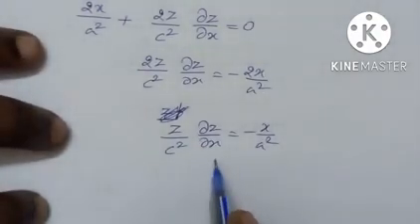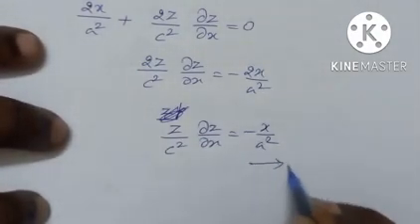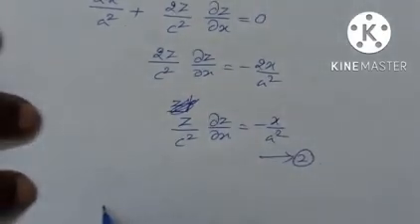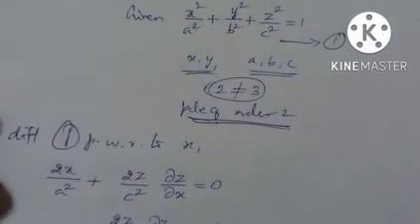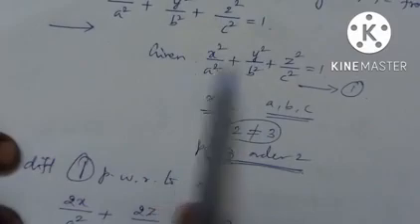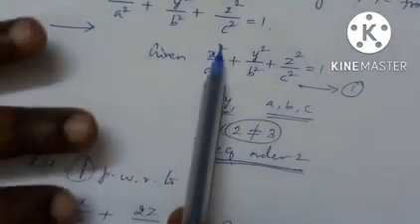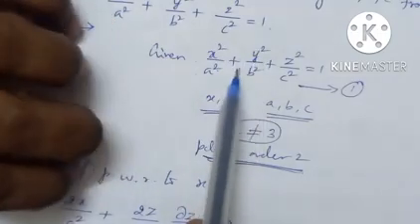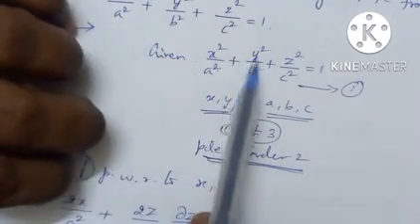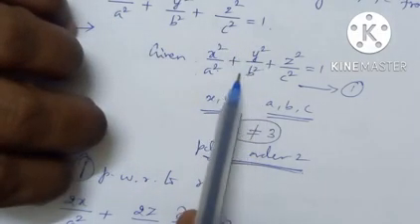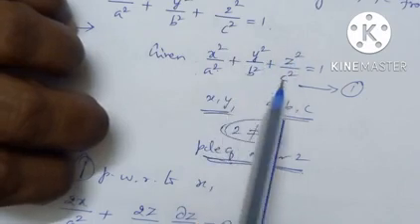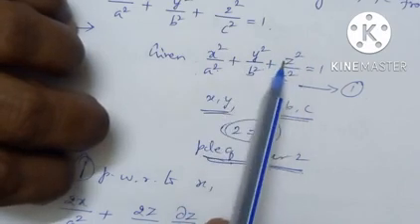This is the second equation. Let us find the third equation. Differentiate the first equation with respect to y. So this term becomes 0, right? This becomes 2y by b square, when you differentiate with respect to y. This becomes 2z, take 1 by c square outside, 2z.